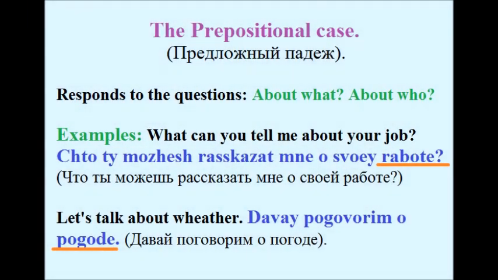The prepositional case. Предложный падеж. Responds to the questions about what? About whom? Examples. What can you tell me about your job? Что ты можешь рассказать мне о своей работе? Let's talk about the weather. Давай поговорим о погоде.